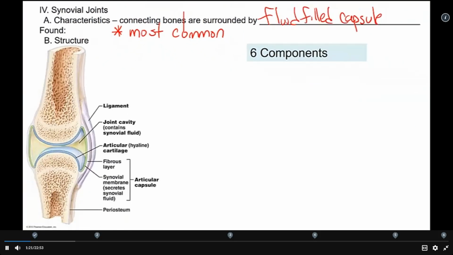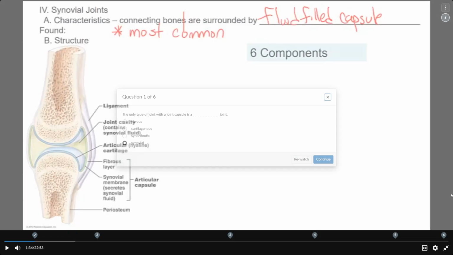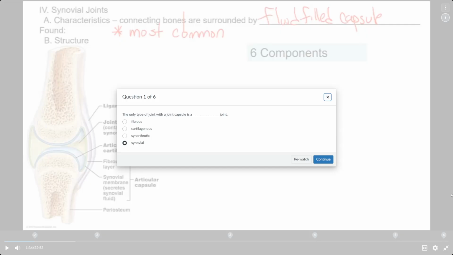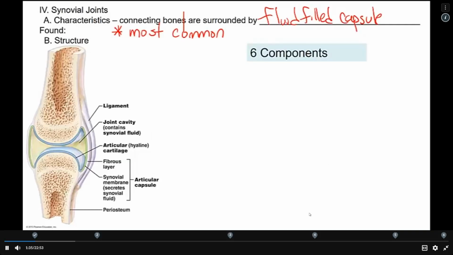Now, since synovial joints are so common, we're going to talk a little bit about their structure in more detail. You can see from the photo here on the left that we've got two bones and they have a capsule around them. All synovial joints have the same 6 components in their capsule. The first thing is a joint cavity. And you can see in the middle here, this area is the joint cavity.